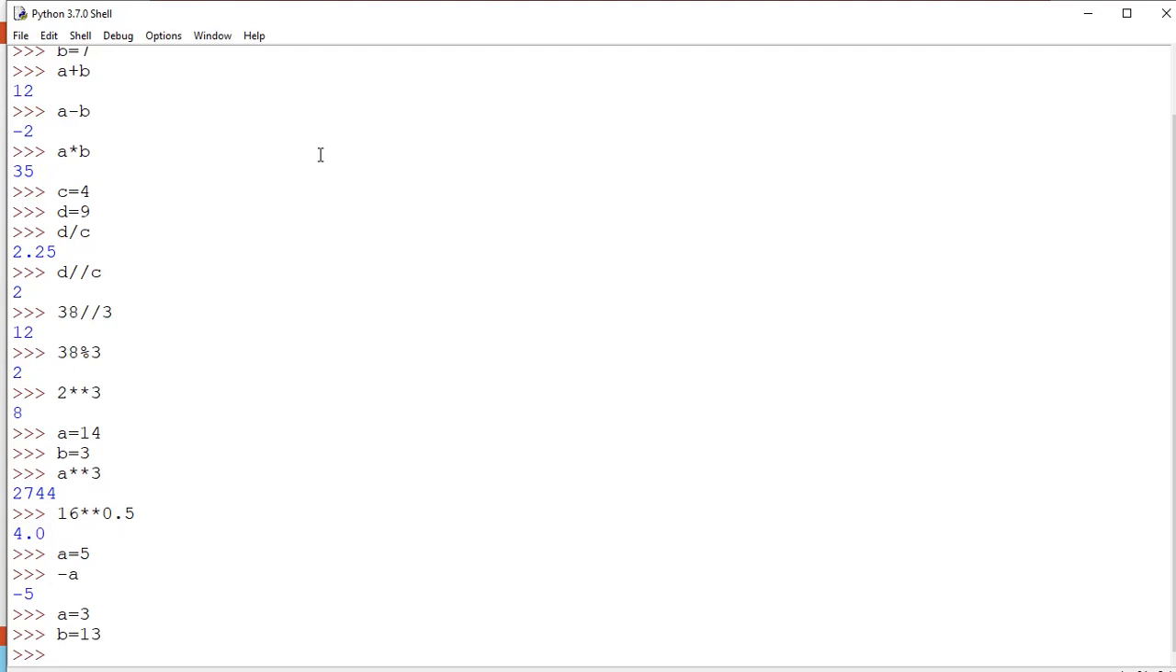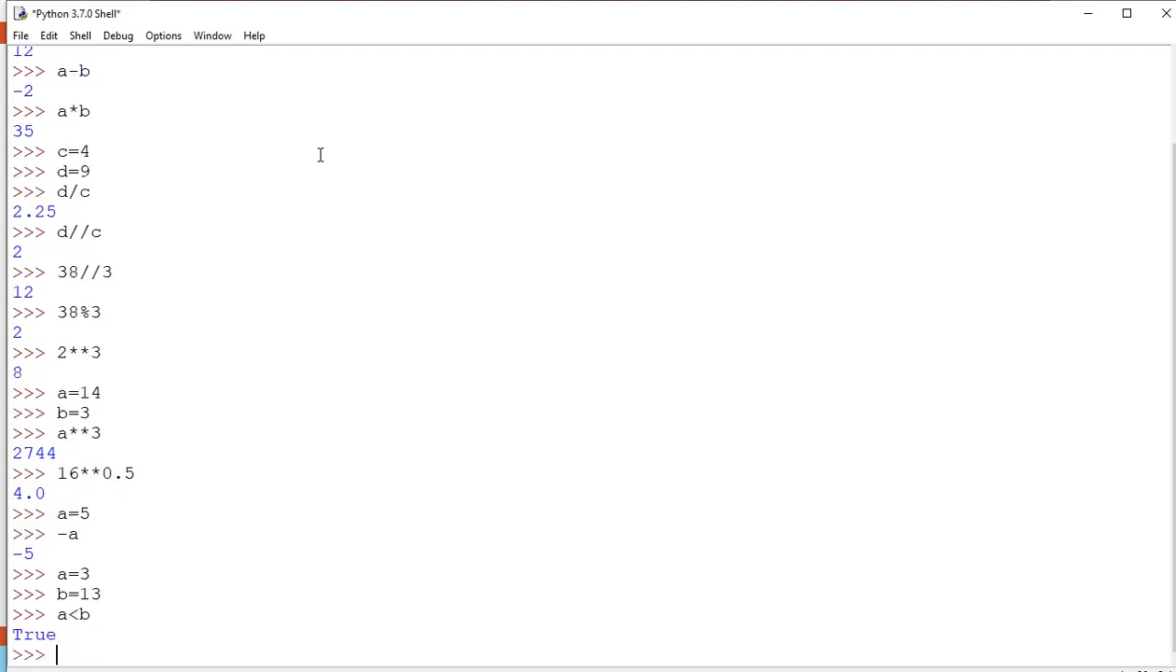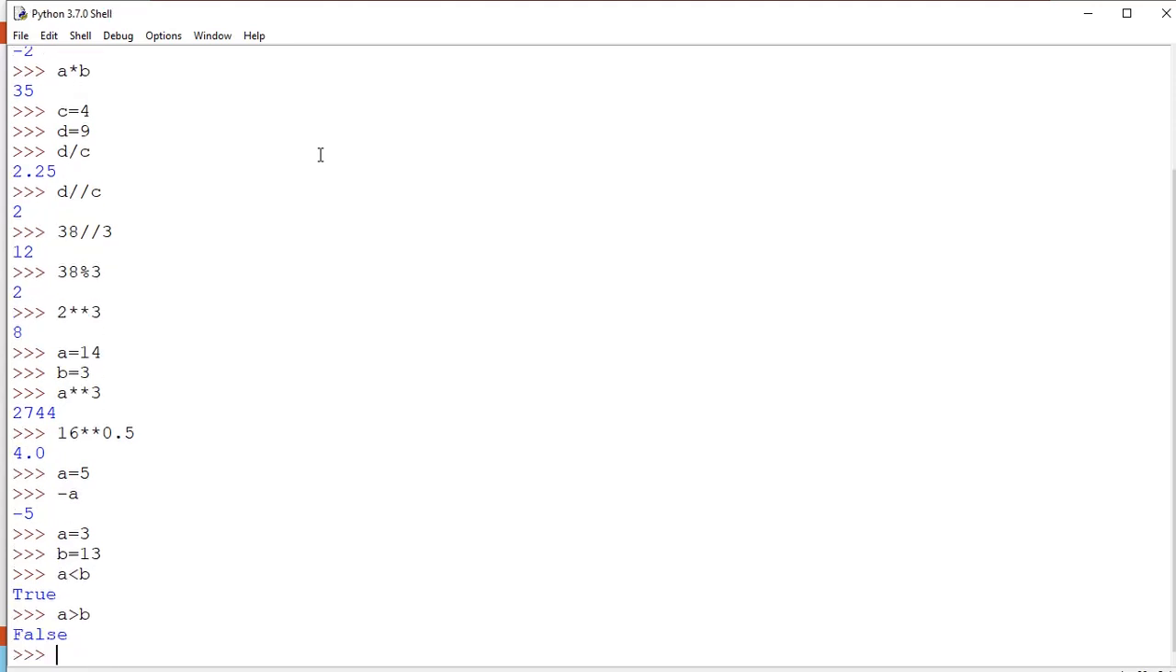Now if you check a is less than b, see, the answer is true. Why? Because 3 is obviously less than 13, so the answer is returned as true. Similarly, if you write a is greater than b, it will return false. Why? Because 3 is not greater than 13, so the result is false. So that is what I have discussed: it will return the result as true or false.